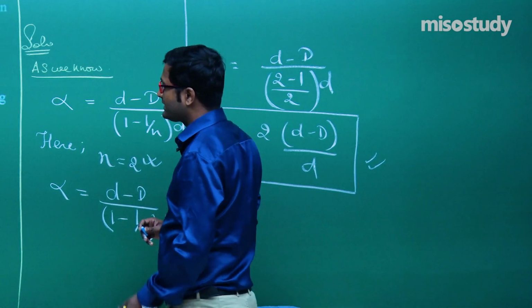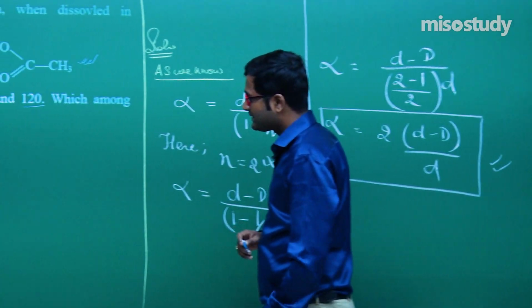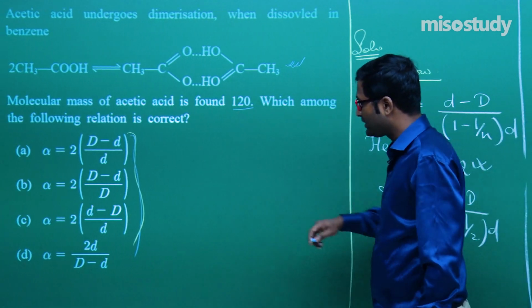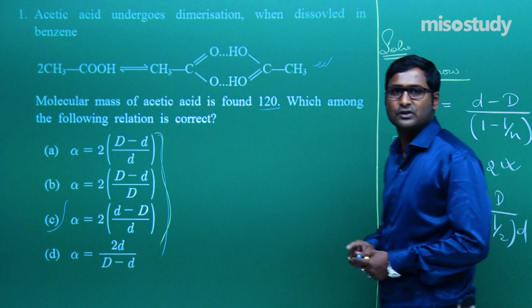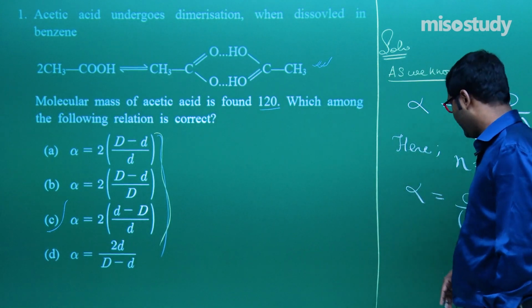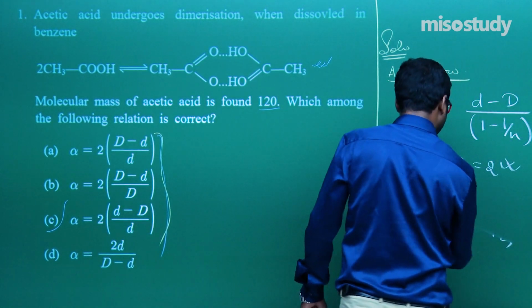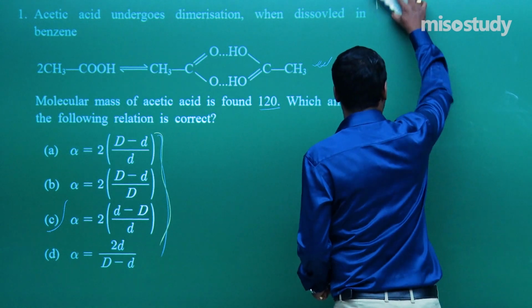So tell me, which one is the correct option in this case? In this case the correct option is 2(D minus d) upon d. C is the correct option. Clear? Here the association takes place. Now I am going to rub this part and we'll discuss the next question. Wait for a moment.